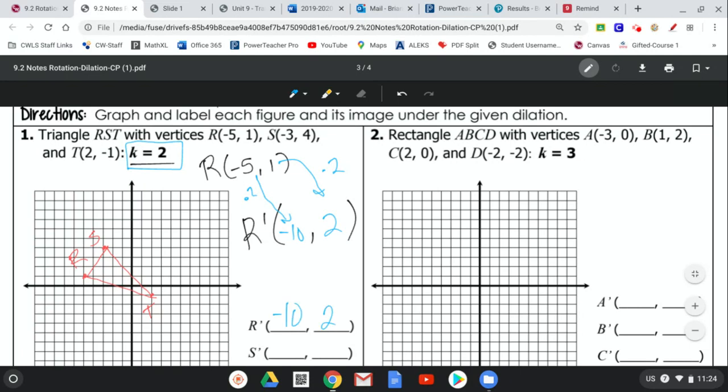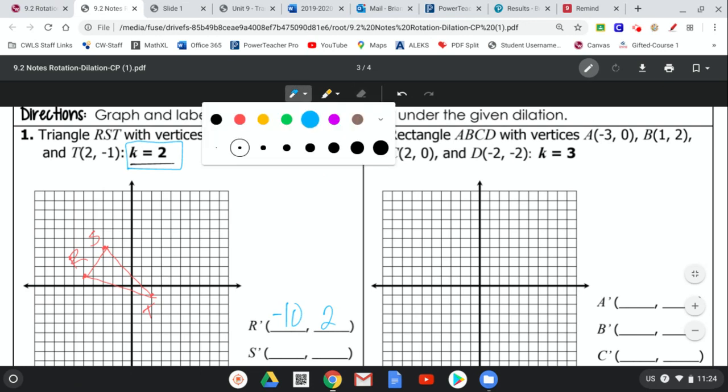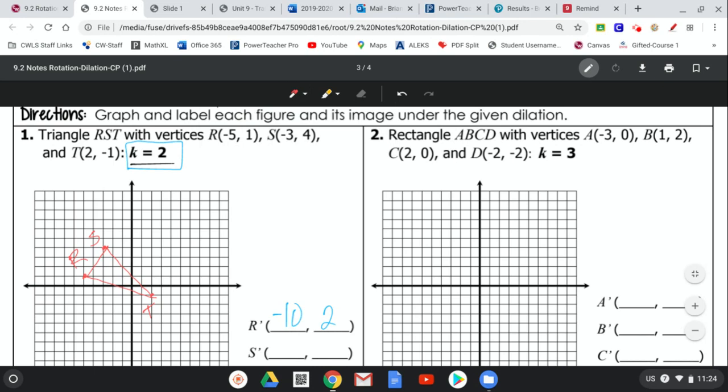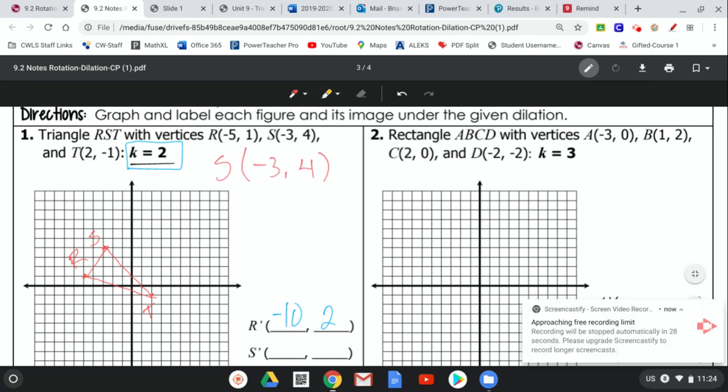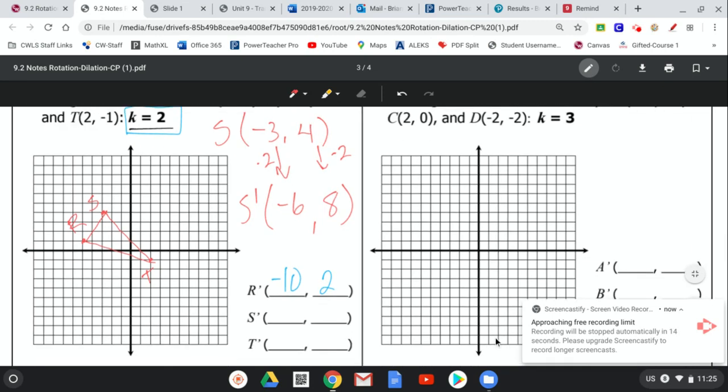Now, if we move on to the next one, our next coordinate is S, which is at -3, 4. For S prime, same thing again, we're going to multiply by 2. So -3 becomes -6, and 4 becomes 8. So our coordinate for S prime is -6, 8.